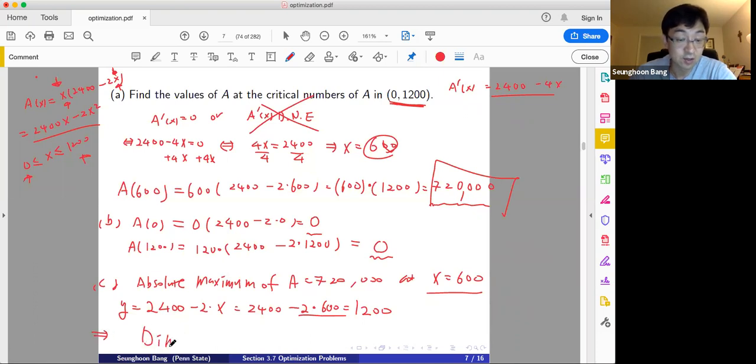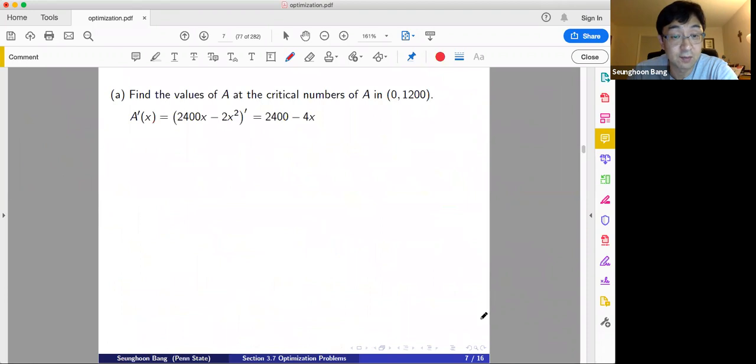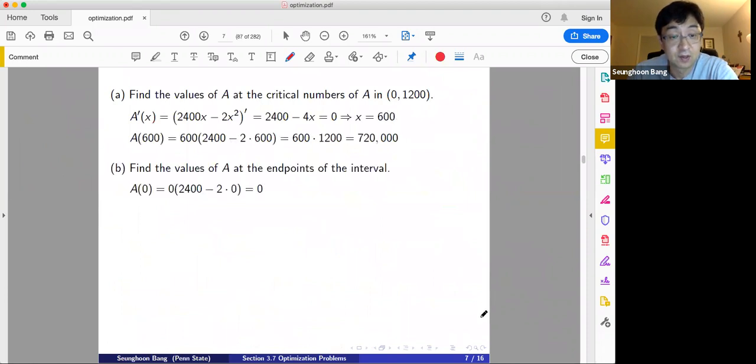What are the dimensions? What's the unit? The unit is feet. So the dimensions are 600 feet times 1200 feet. That's it. This is the whole idea for solving this problem, and we can find the dimensions. This is the whole idea for solving the first example, all the procedure.